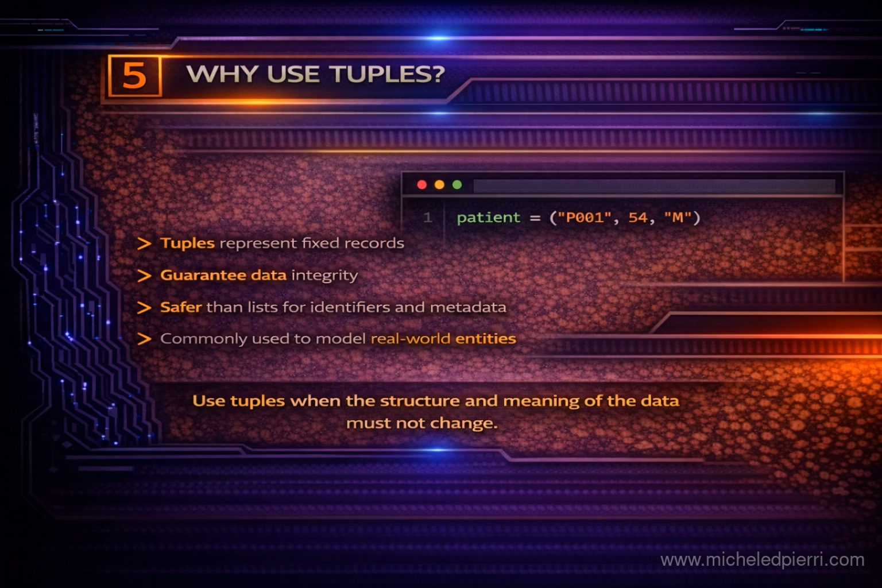Look at the example. The patient variable stores an ID, an age, and a sex label as one bundled record. If you stored this in a list, nothing would stop you from accidentally changing the order or overwriting one element later. With a tuple, the intent is clearer. This record is meant to be read and used, not mutated. It's a simple way to make your code safer and more self-explanatory when you're dealing with identifiers and metadata.